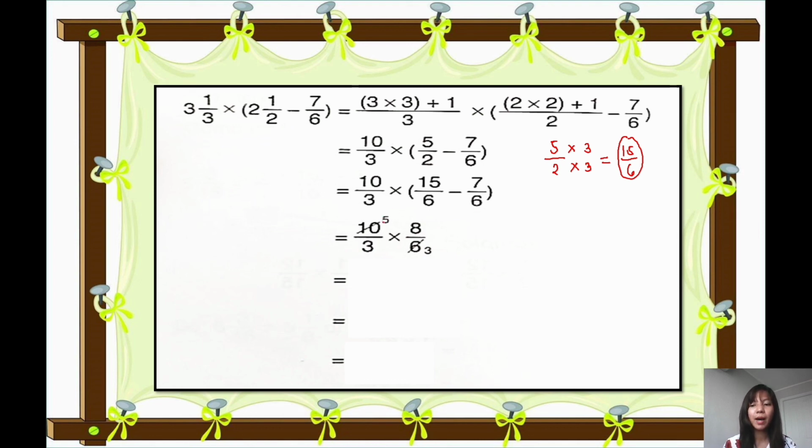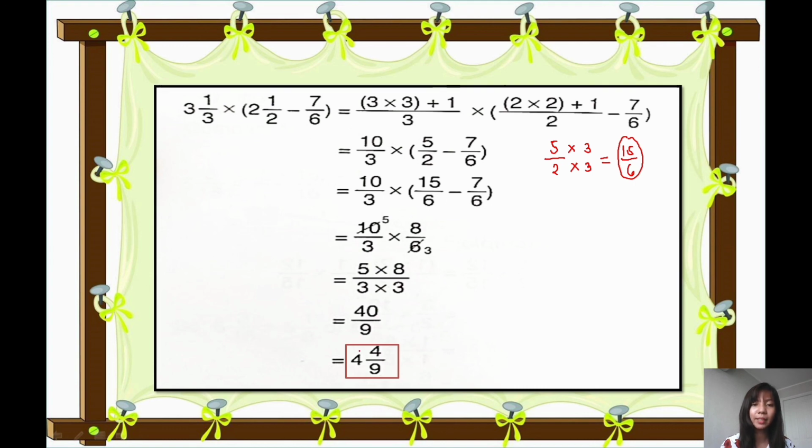So 5 times 8 and then 3 times 3. Now we are going to multiply. 5 times 8, 40. 3 times 3, 9. So our final answer is 40 over 9. It is an improper fraction. So when you write your final answer, you have to convert it into a mixed number.